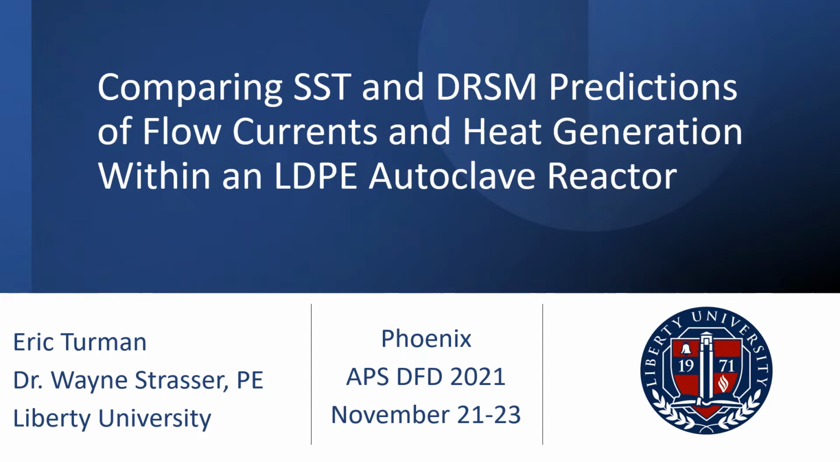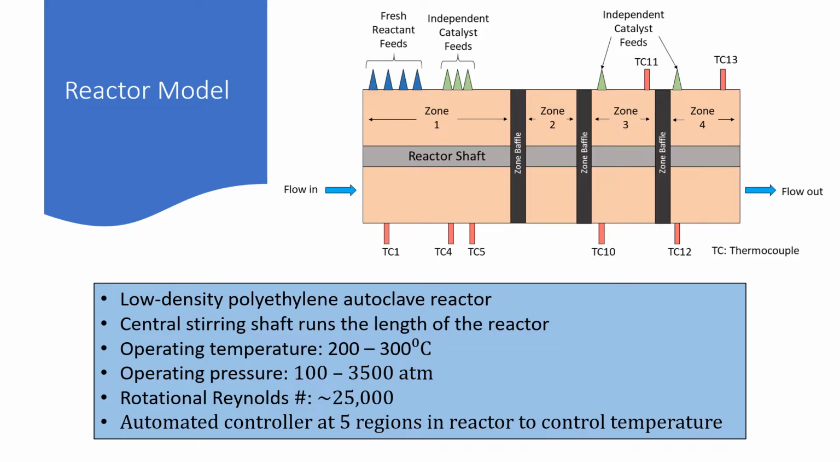Today I will be discussing my comparison study of the shear stress transport and the differential Reynolds stress model for predicting flow currents and heat generation within an LDPE autoclave reactor. We developed a CFD model of this low-density polyethylene autoclave reactor to study heat generation throughout and the effect of polymerization taking place at different points in this model.